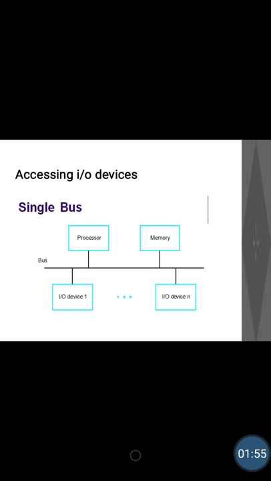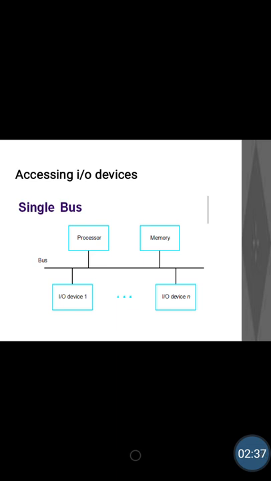The first basic model of how IO transfer is done between the processor and input-output devices is shown here. Here you can see a bus is used to connect the different input-output devices. Processor, memory, input-output device 1, 2, 3, likewise up to n input or output devices can be connected. They are connected by making use of the bus, so all the devices can exchange data between them. The information can be exchanged through the bus only.